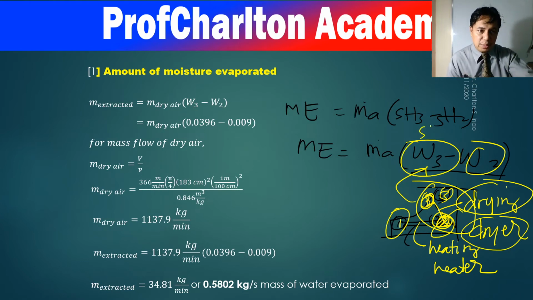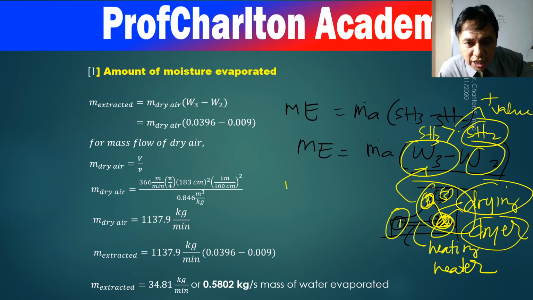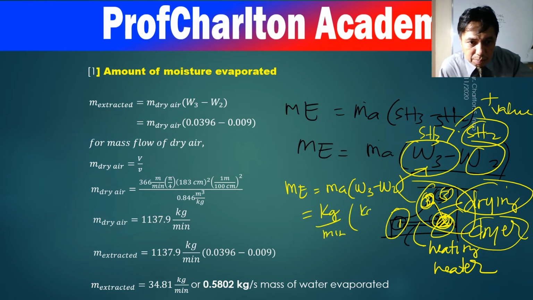But the specific humidity of 3 is greater than specific humidity of 2. That's why we will have a positive value of specific humidity difference. Then we will multiply by the mass flow rate of air. Now, let us check the units. Mass of air is maybe kilogram per minute or kilogram per second. W3 minus W2 is kilogram per kilogram, so kilogram per kilogram cancelled. So it will become kilogram per minute or kilogram per hour, or kilogram per second.